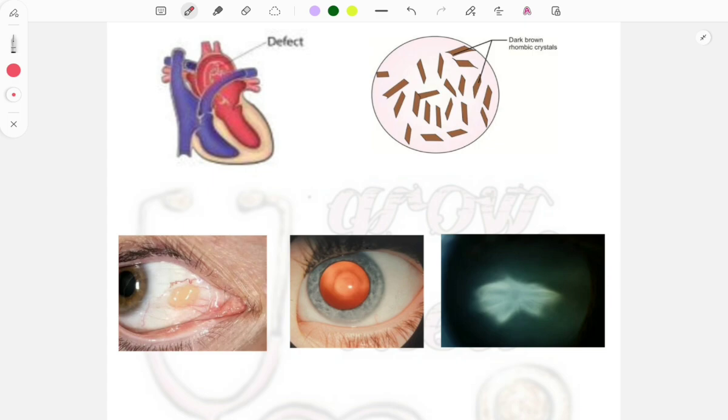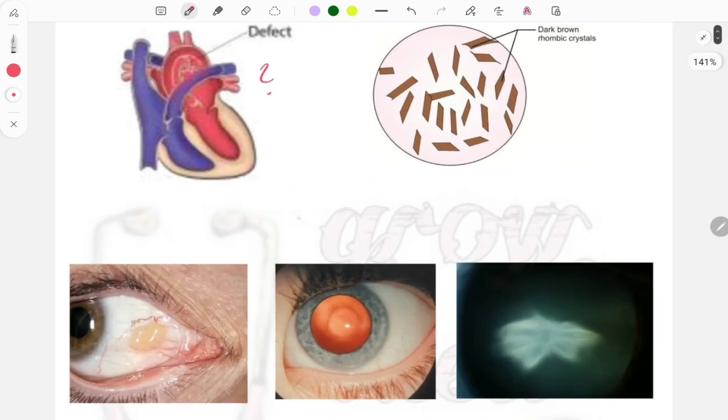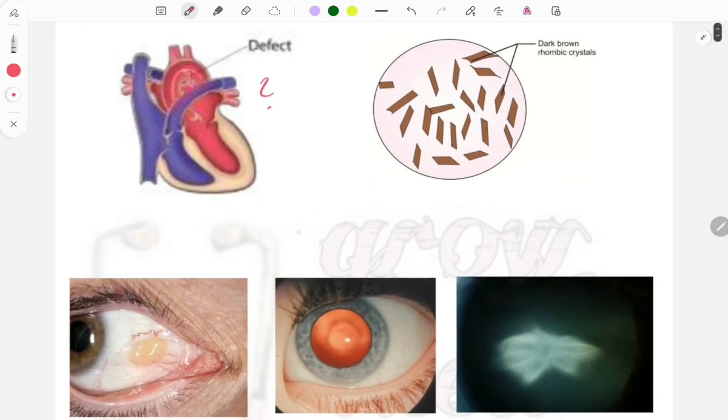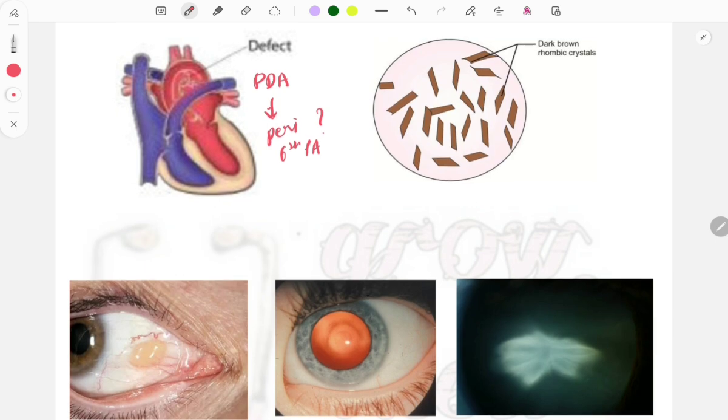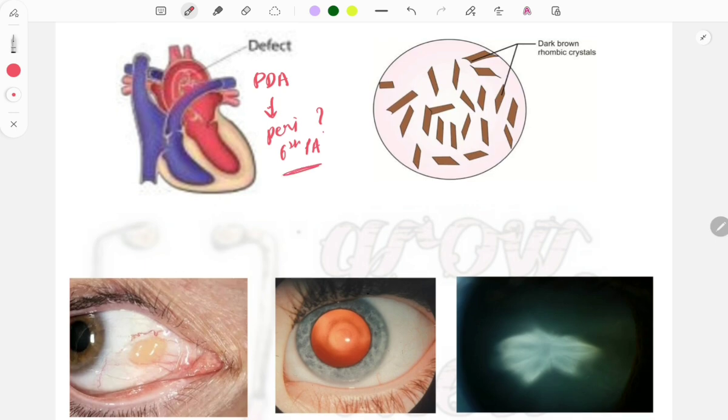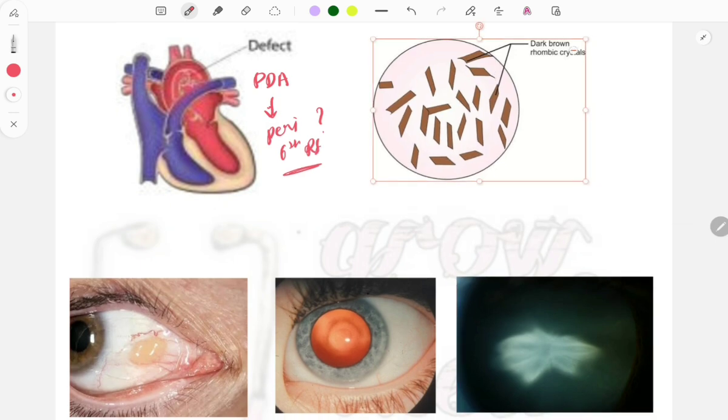The first image, the question asked for this image was that, as you can see here, the defect is between the arch of the aorta and the pulmonary artery. This is called a PDA, patent ductus arteriosus, and this defect occurs if there is persistence of the sixth pharyngeal arch. So this was the question asked, that this defect arises due to which reason. Sixth pharyngeal artery, sorry, it is not the arch, it is the artery, the sixth right side artery. Okay, pharyngeal arches questions are very important.